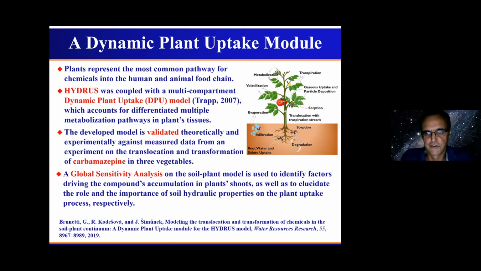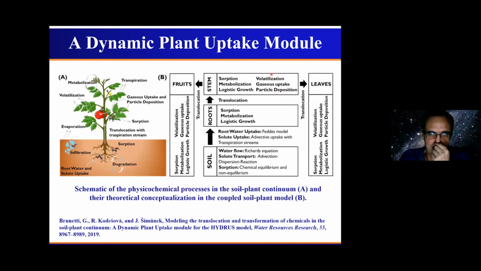And then we have this module which deals with the plants. And we divide the plant into 4 components: roots, stems, fruits, and leaves. And in each of them, we consider various reactions these chemicals can undergo, such as sorption, metabolization. The plant can grow, which leads to dilution of the chemical, etc. So it's a very complex system. And so we developed this just recently, published it last year.